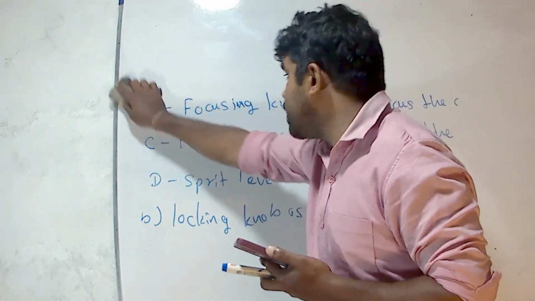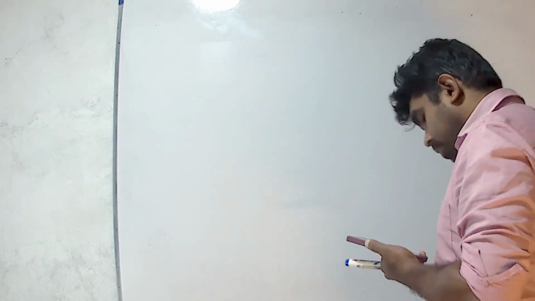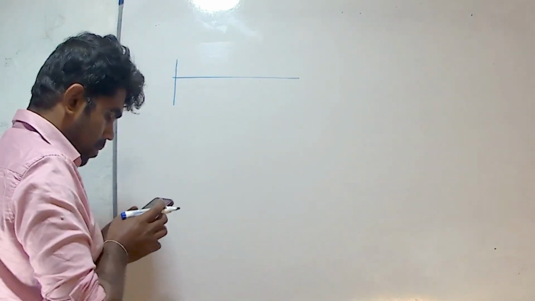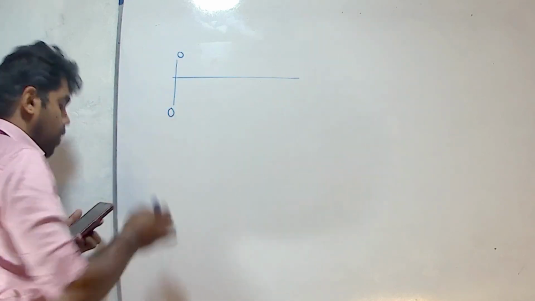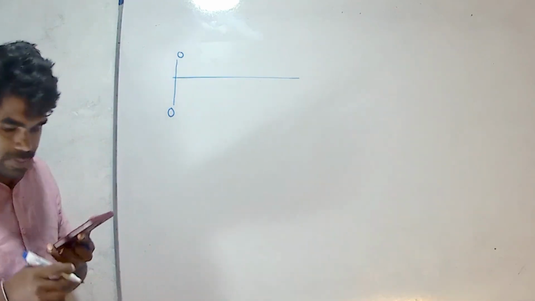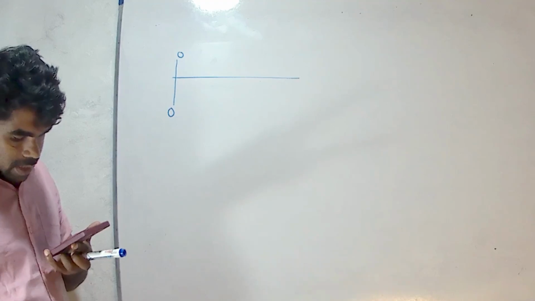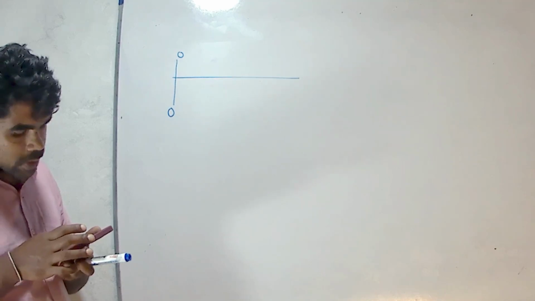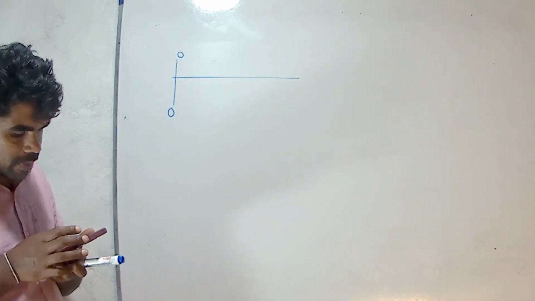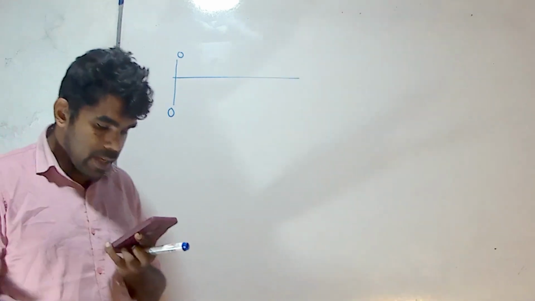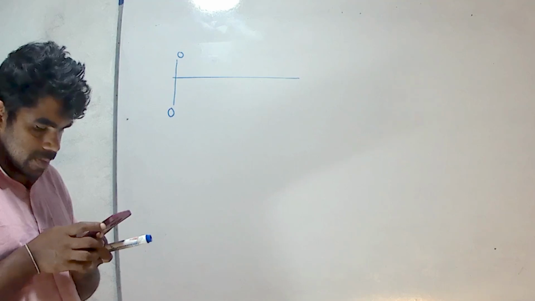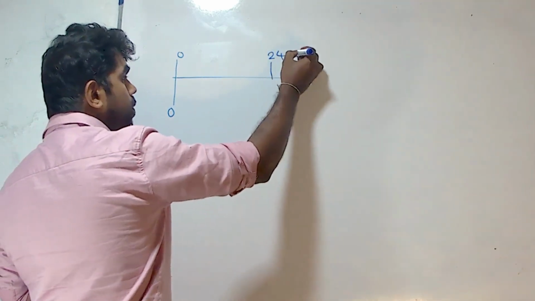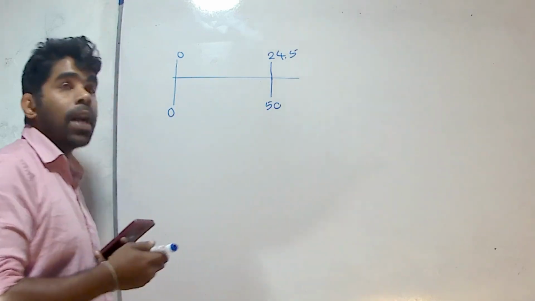Now we have to give the answer in centimeters. We have to find two points of coinciding, main scale and vernier scale. We can see that 0 is coinciding: main scale 0 and vernier scale 0 coinciding. Then we can identify the 24.5th value in the main scale is coinciding with the 50th part of the vernier scale.